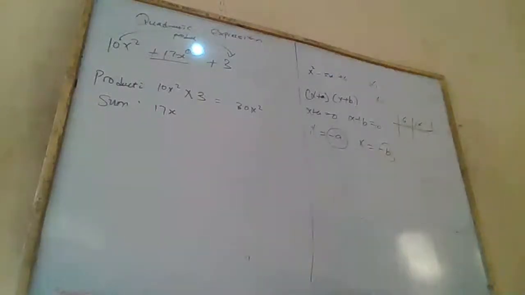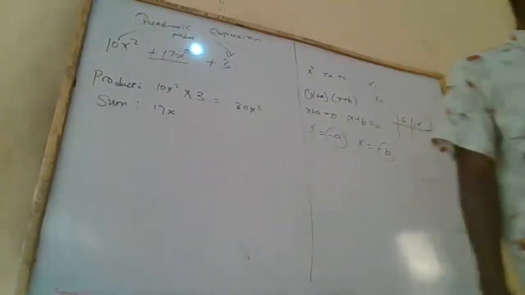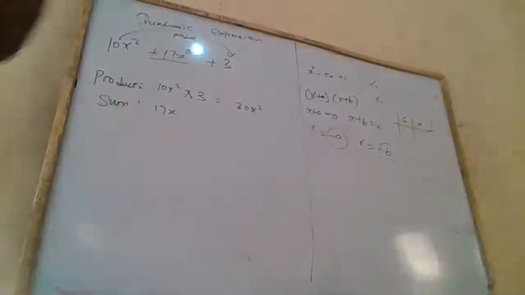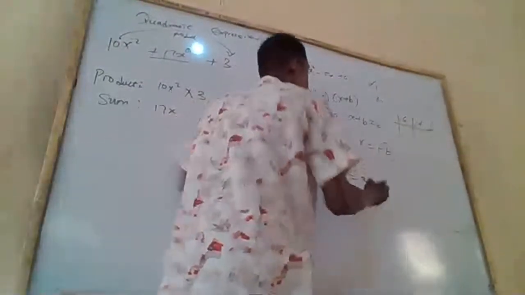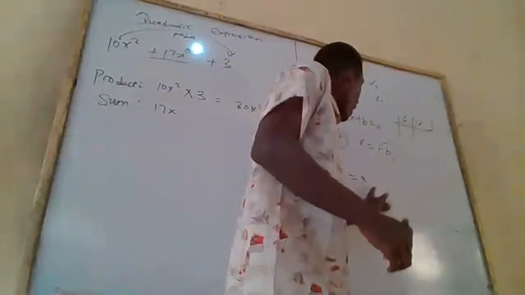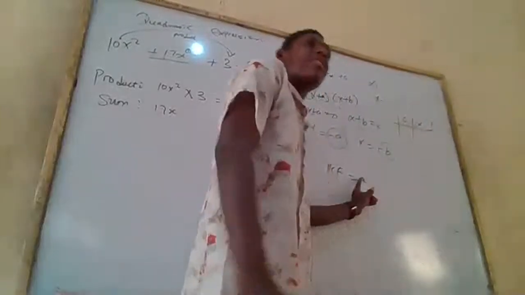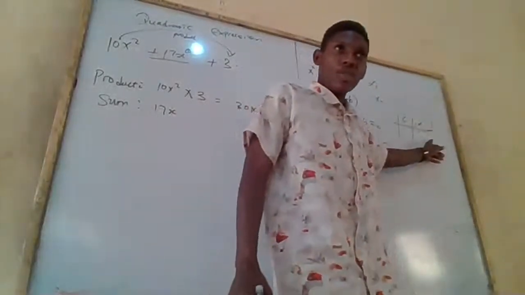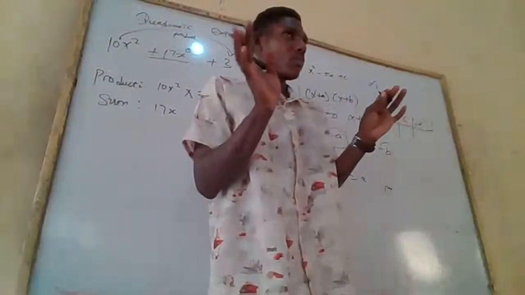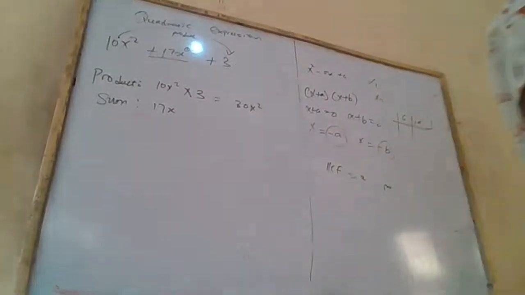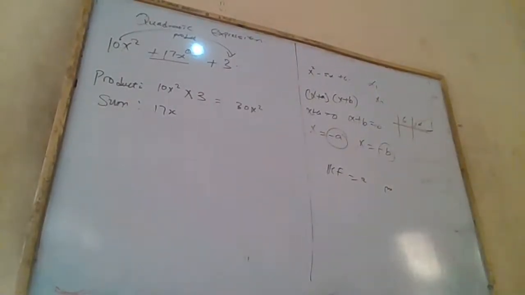Listen. See the meaning of factor, right? A factor is a number that can divide another number. But a multiple is a number that another number must divide. Take it in flow. Listen. If I say HCF is equal to 2, can 6 go in 2? No. It's the 2 that can go in 6. That means 2 is the divisor. Are you with me? But when you say multiple, the number divides into the multiple.